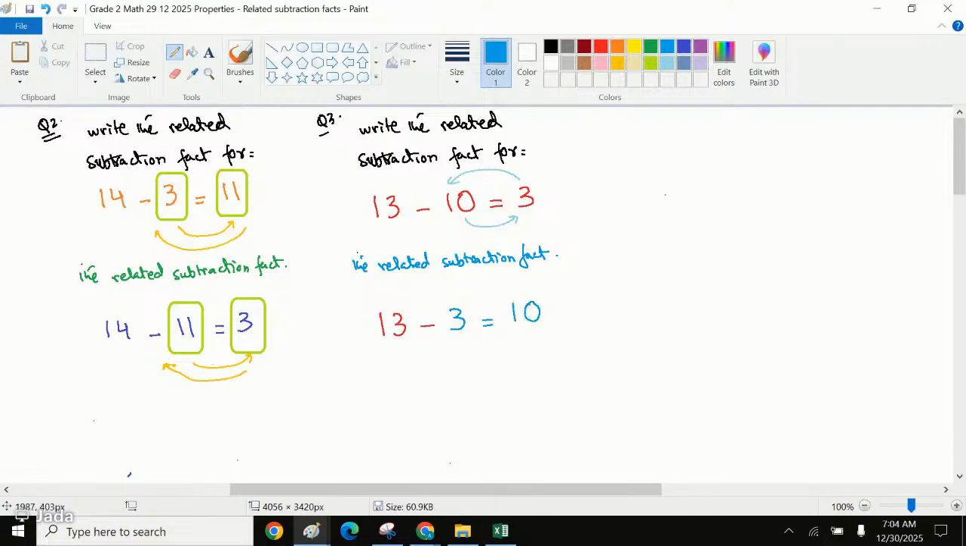So what we are trying to see over here is when a number is made up of two numbers, right? Let's look at the example over here. 13 is made up of 10 plus 3. So in this case, if we subtract 3, 13 minus 3 would still be equal to 10, or if we say 13 minus 10, it would still be 3. This is the related subtraction fact.